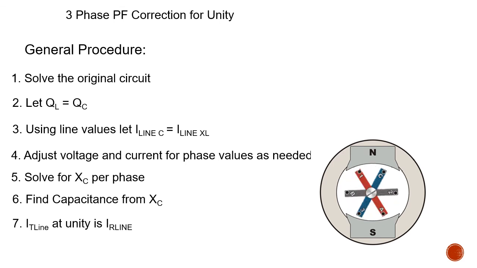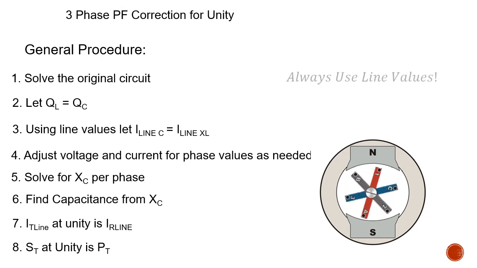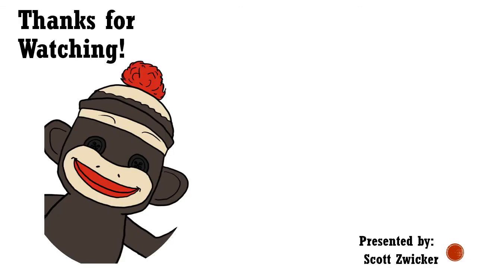Once your system is balanced, then at unity, your total line current is equal to your resistive line current. Also, once balanced, your total apparent power will simply be equal to your total resistive power. It's best practice that when you're doing your totals that you use your line values.